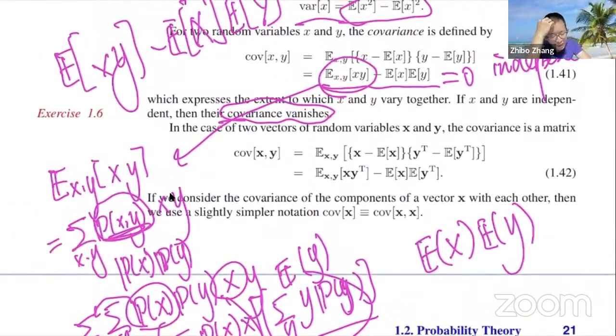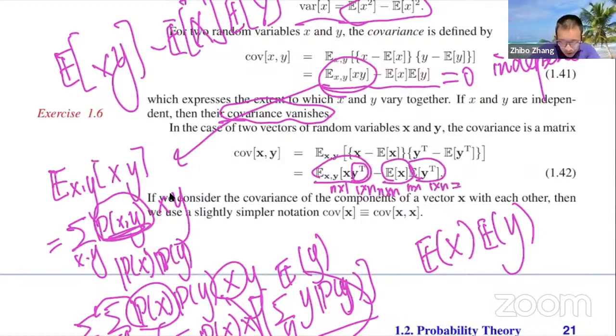In the case of two vectors of random variables x and y, the covariance is actually a matrix. If x is n-dimensional and y is n-dimensional, the covariance of x, y is going to be an n by n matrix. Why is that the case? Because x is n by 1, and y transpose is 1 by n, and this expectation term is going to be n by n. Same thing here: this expectation is n by 1, and this expectation is 1 by n, and this gives us 1 by n.